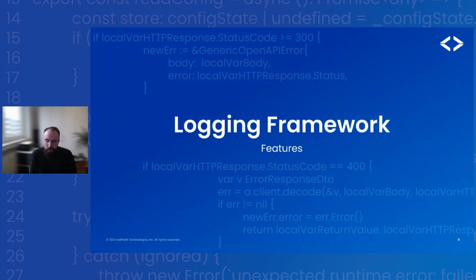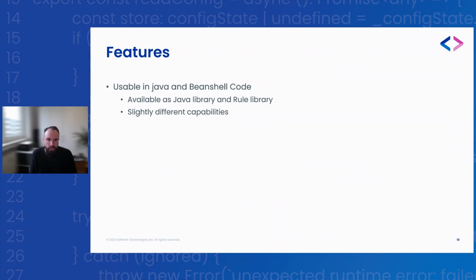So this framework that we use for pretty much all our logging needs in basically every project I'm working on and my colleagues are working in, has a different number of features, obviously. One of the main features is that we wrote it in Java and in Bean Shell, meaning we have it as a Java library and a rule library. They do pretty much exactly the same thing. They behave pretty much just like the others, so there's no difference, but they have very slightly different capabilities, meaning mostly when it comes to using it in Bean Shell.